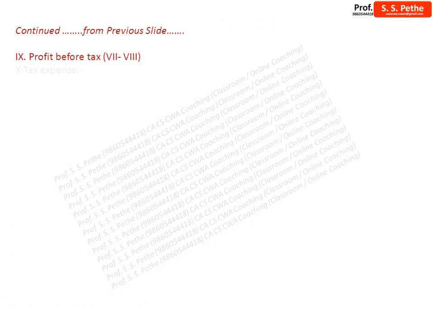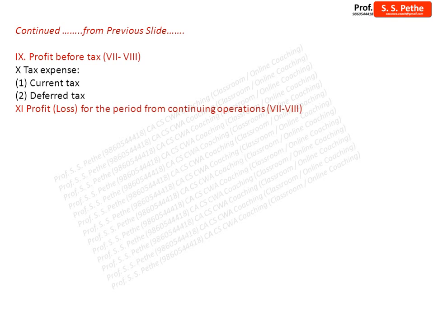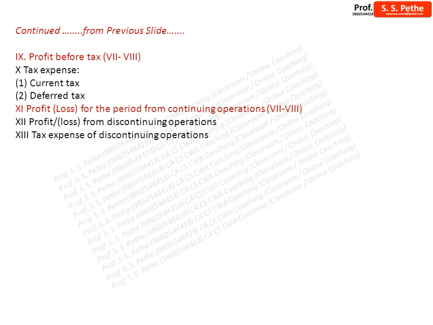Now, after getting the profit before tax, you have to deduct the tax expenses. In tax expenses, you have to bifurcate current tax and deferred tax. You will get the profit for the period from continuing operations, and profit or loss from discontinuing operations. Again, there are two bifurcations. There is a continuing operation, what is the profit, and what is the profit from discontinuing operations. Tax expenses of discontinuing operations. Then you will get profit from discontinuing operations. So there is a bifurcation.